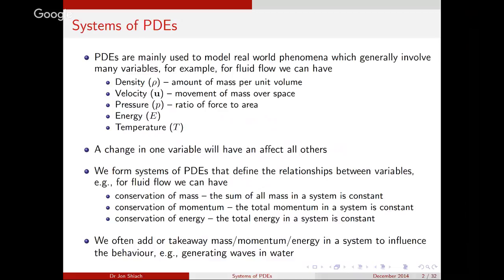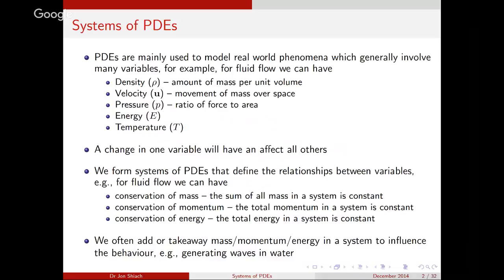And that brings us to conservation of energy. The total energy in your system is constant. Now, these are all the underlying assumptions to models of fluid flow, and they can also be applied to other things like gas dynamics, aerodynamics, etc.